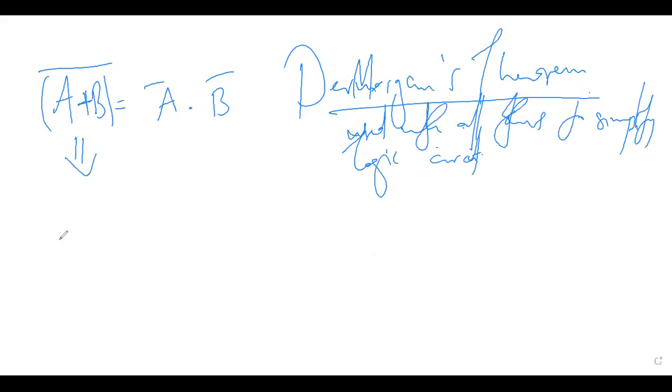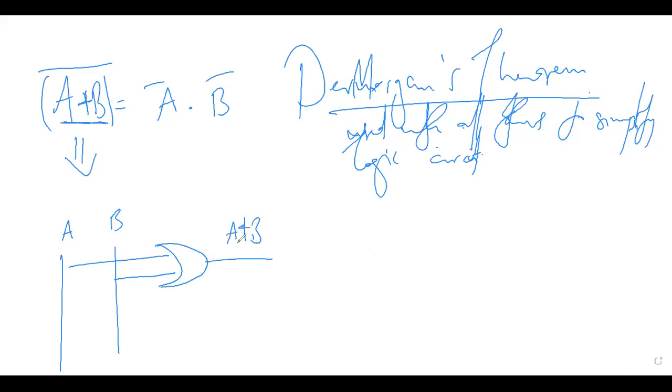I have A, I have B, and I have an OR gate. Here, I've just simplified A plus B. So here the output I get is A plus B. That's an OR gate. Then I have on top of that a NOT gate. So here I get the solution A plus B NOT. How many gates did I use? 1, 2.